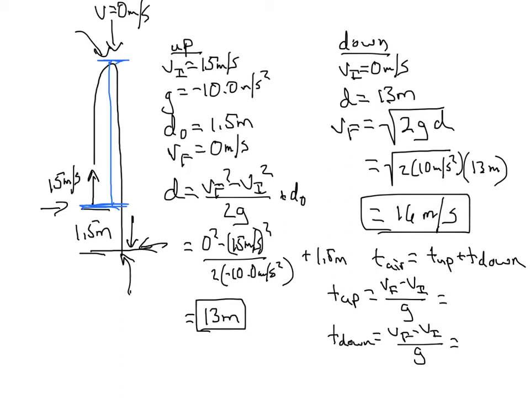So the time up would be 0 minus 15 over negative 10, or 1.5 seconds. The time down would be 16 minus 0 over 10, or 1.6 seconds. Adding those two together, you should have a time in the air of 3.1 seconds.